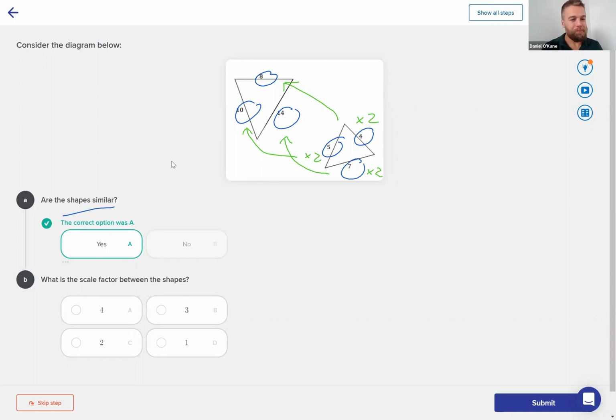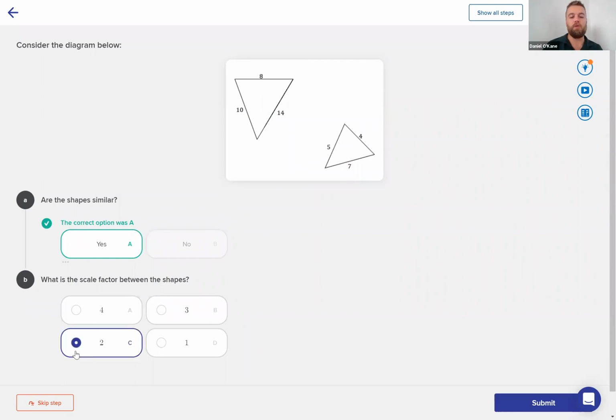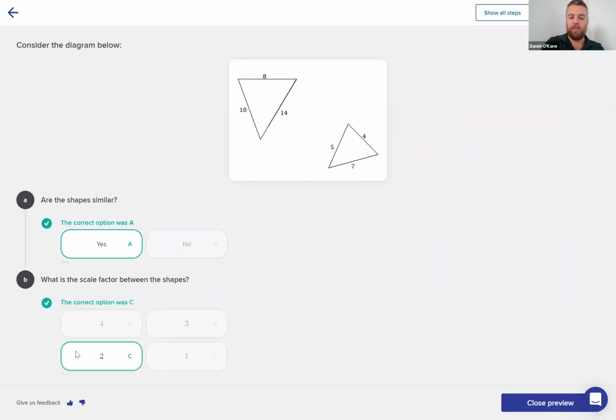Okay, so then what is that scale factor? Well, we worked that out to determine that they were similar. The scale factor was 2. So then that question is complete.